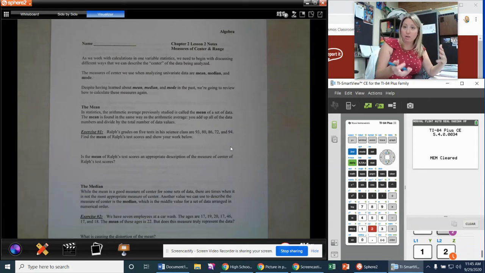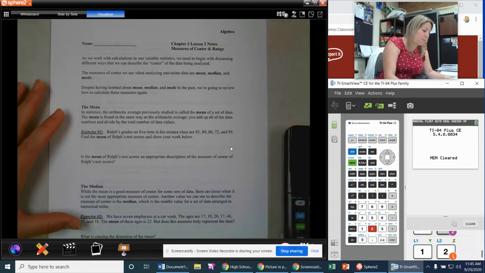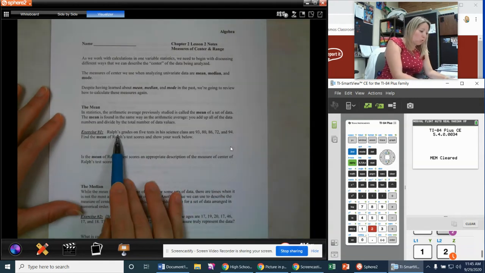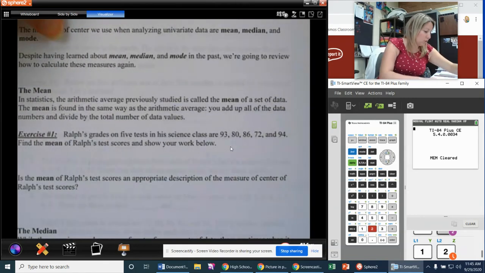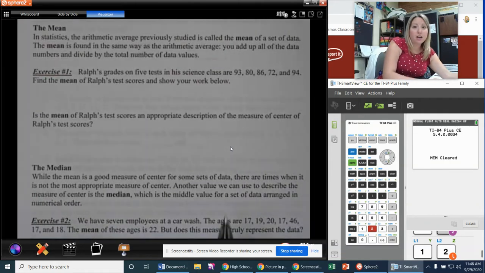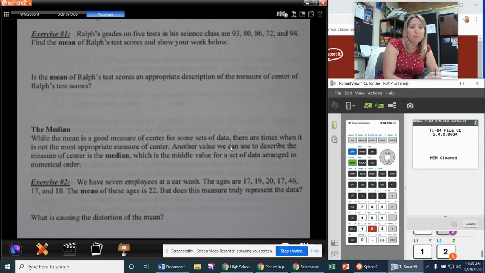We're going to start by talking about the mean, because the mean, or the average, is what you think of most as the middle of your data, the center of your data, and it seems to be what you use when you're going through data pieces, like grades. So here's our first example. Ralph's grades on 5 tests in his science class are 93, 80, 86, 72, and 94. Find the mean of Ralph's test scores and show your work below.